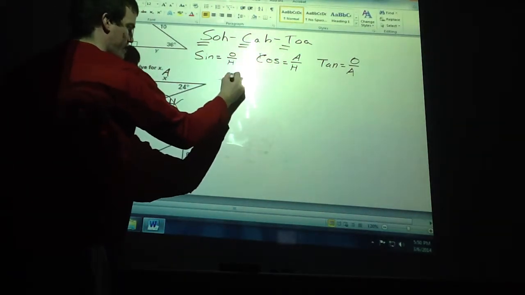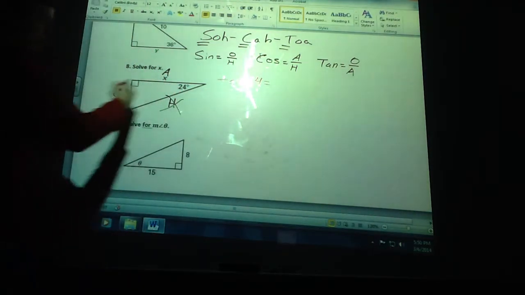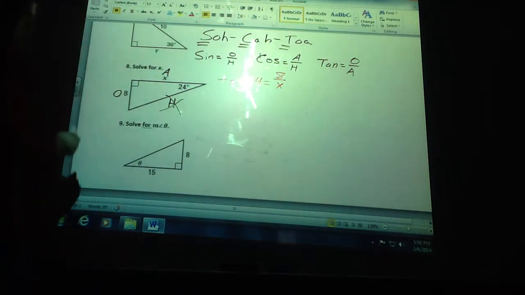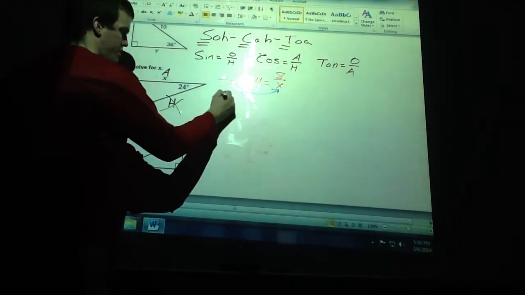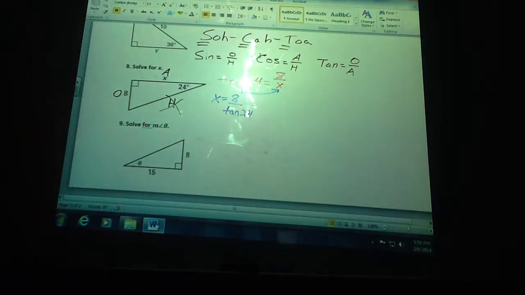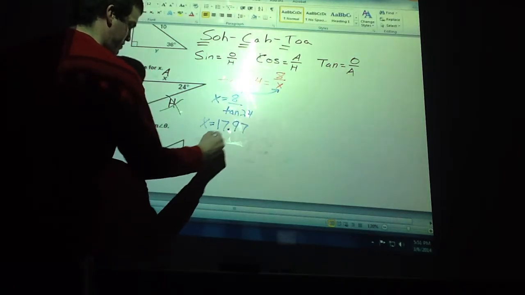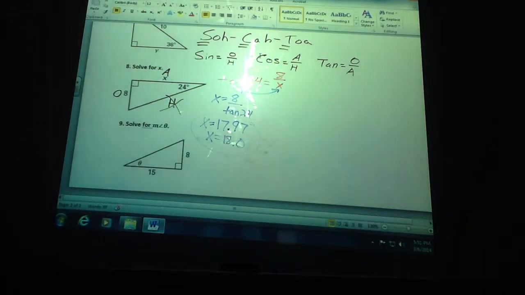So I'm going to have the tangent of 24 equals the opposite, which is 8, over x. So now to solve this, what I can do is these two can exchange places. All right, so I have x equals 8 over the tangent of 24. So I take 8 divided by the tangent of 24, which is going to give me x equals 17.97, or if you round it to 18.0, that would be okay. All right, so that is number 8.